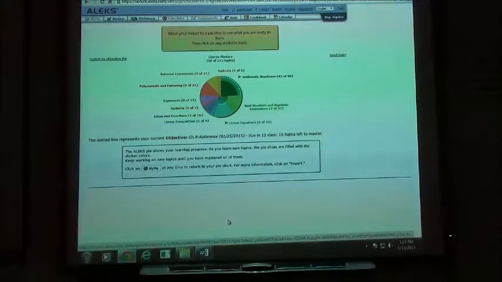If I close my report and I click done, you will see right now that there's some sections that have little white dots in them.